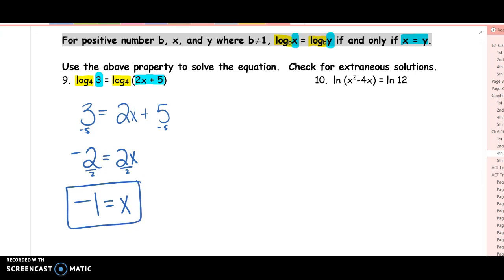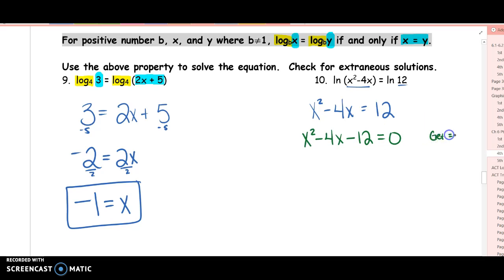Number 10, ln of x squared minus 4x equals ln of 12. Because they are both ln's, that means x squared minus 4x must equal 12. How do we solve this kind of equation? When you have x squared and x in the same equation, you need to get 0 on one side so that you can factor and solve. So we will subtract 12 on both sides so that we have x squared minus 4x minus 12 equals 0.